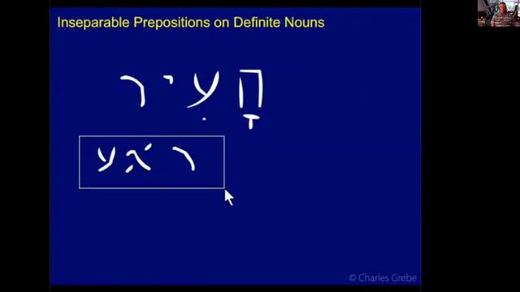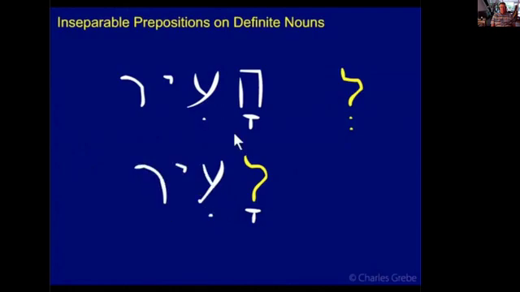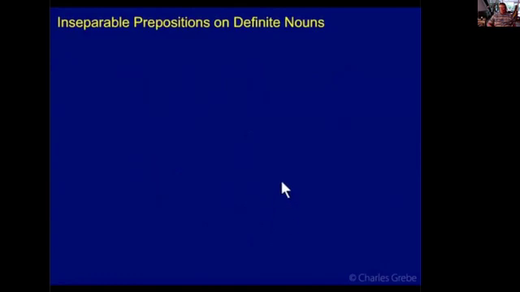Let me get rid of this here. So what happens now when we put, let's say, le on there? We just replace this with this, so we get, and I'll change my color back to emphasize that nothing else is changing, ha-ir becomes la-ir. The compensatory lengthening remains, even with the inseparable preposition. Let's take a look at another one. Let's look at cherev.